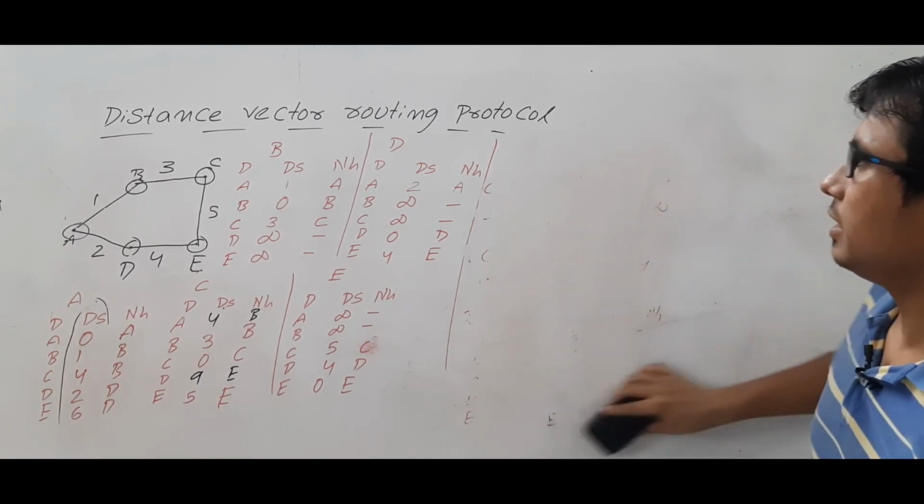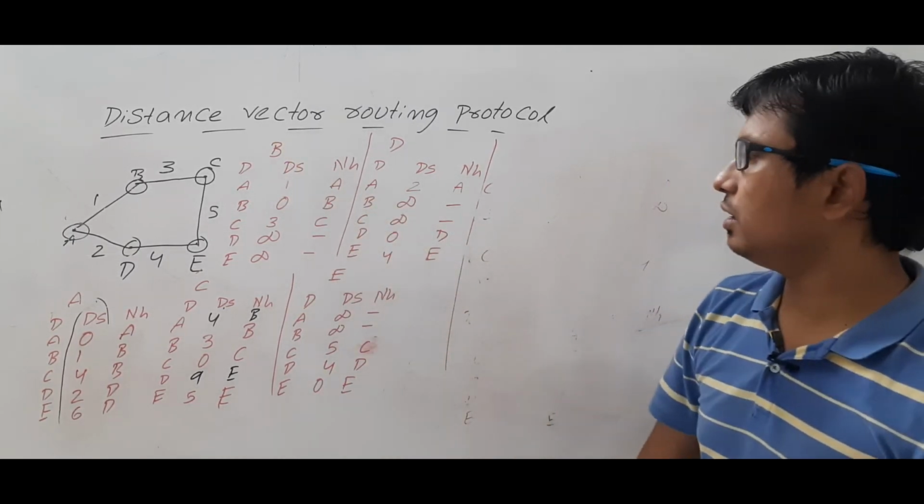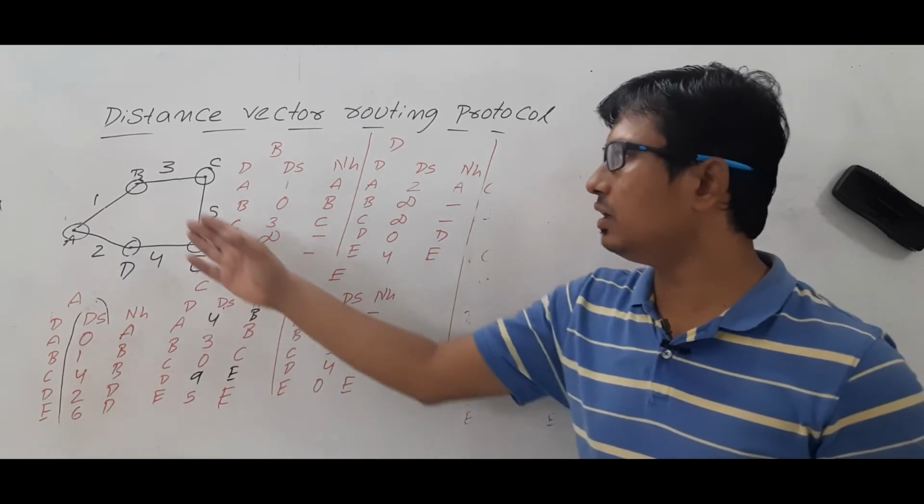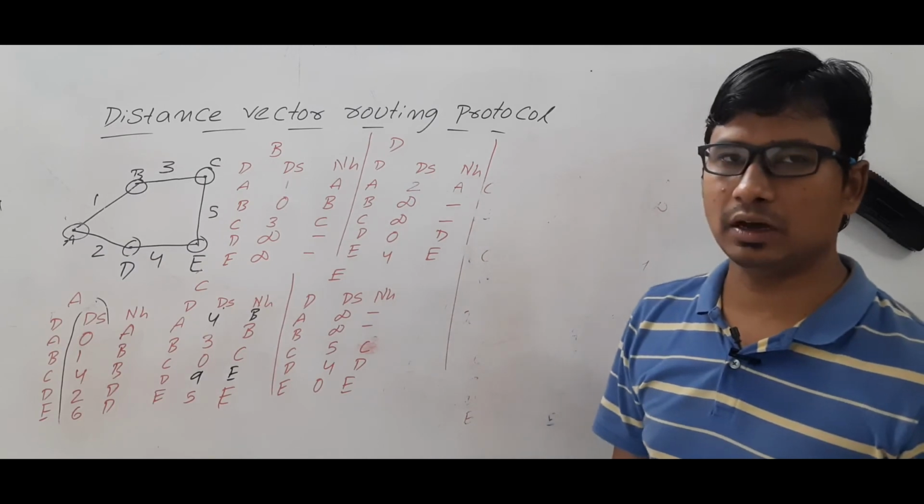In the same way, routers B, D and E will also compute parallelly with the distance vectors of their neighbors. Are you able to understand?